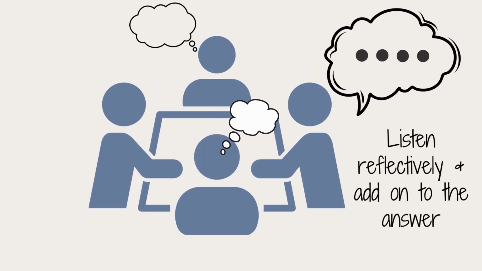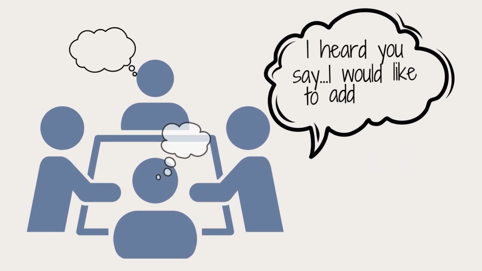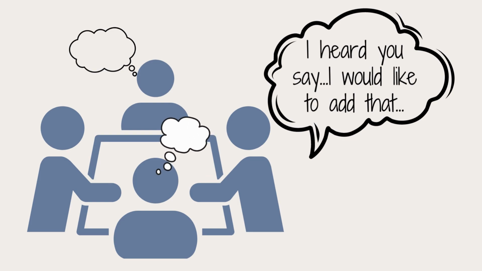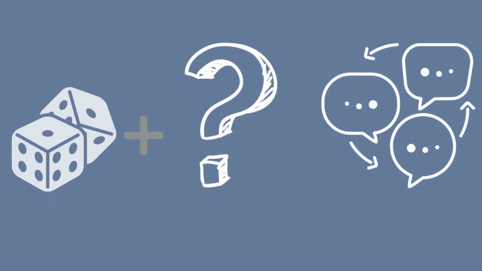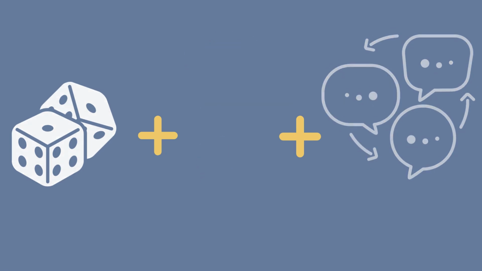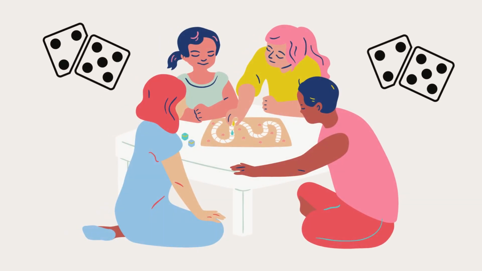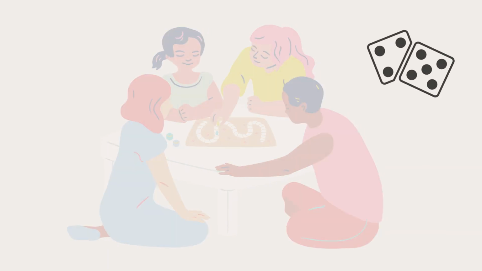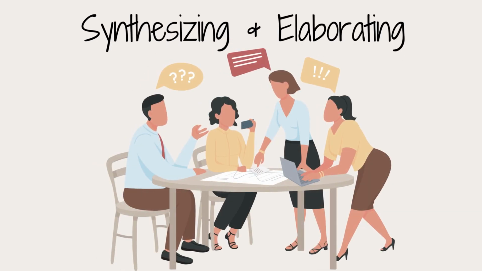The other members of the group must listen reflectively and then add onto the answer or discuss other possible answers using conversation sentence frames until they come to a consensus. The combination of students using dice with a teacher-driven question and structured group discussion allows students to be enticed by the gamification while at the same time synthesizing and elaborating in small group conversation.